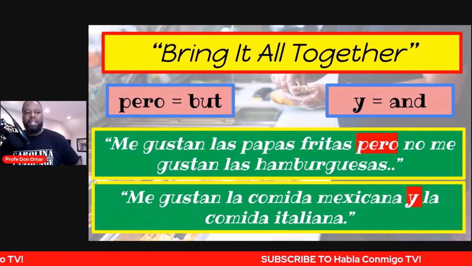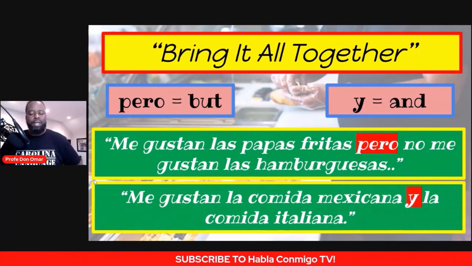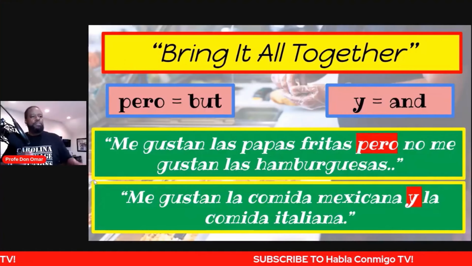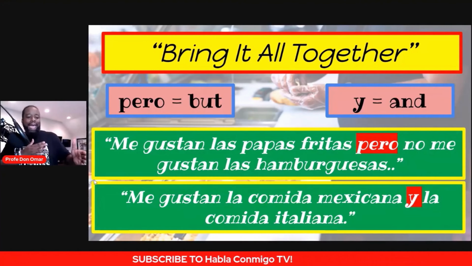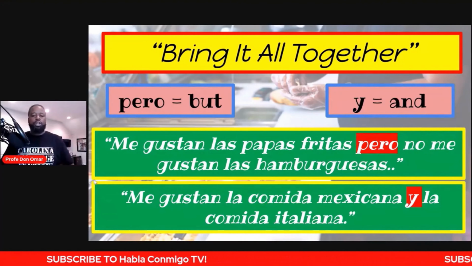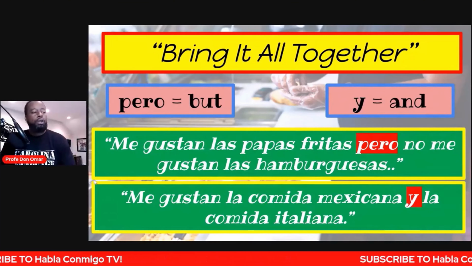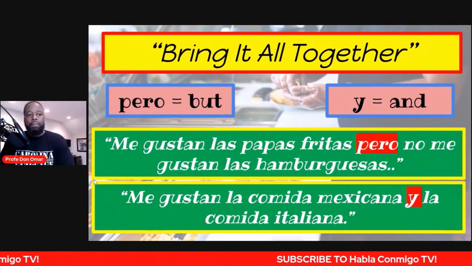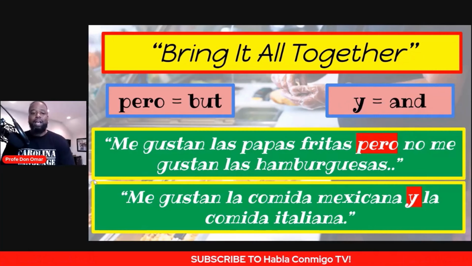Me gustan la comida mexicana y la comida italiana. Notice that we've used these two words to kind of add or denote which one is more to our liking. So in the second example, I like Mexican food and Italian food.